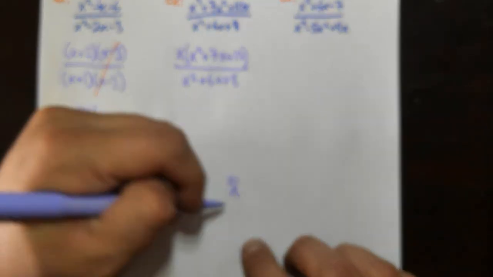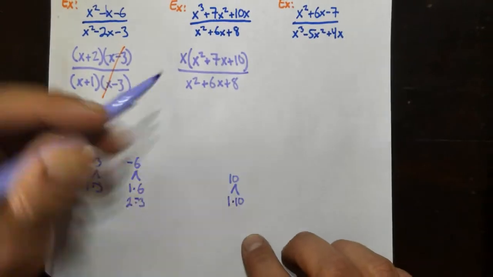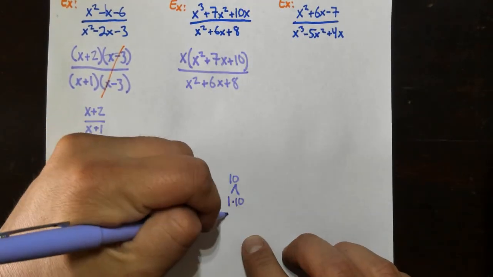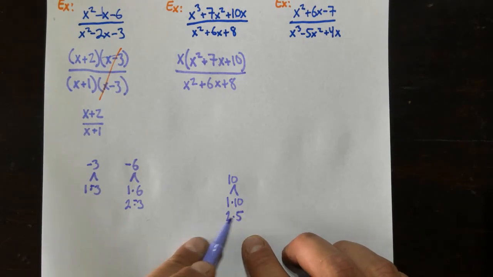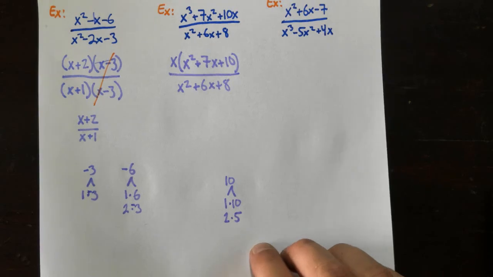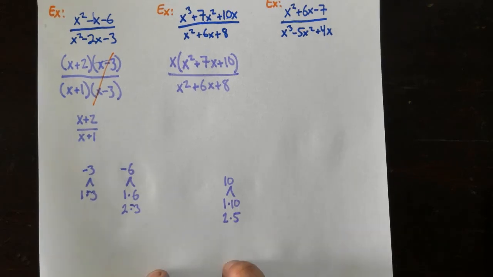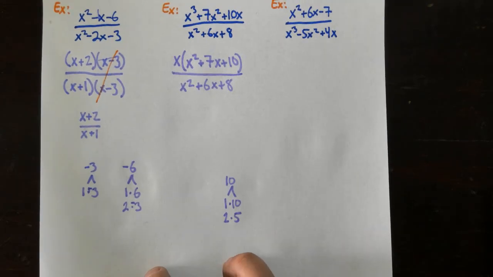So let's see, 1 times 10, and does 2 go into 10? Yes, it does. 2 times 5. Does 3? No. 4? No. 5? It'd be 5 and 2, but we already have that. Okay, so these are just the two factors of 10. Which one of these adds up to 7?